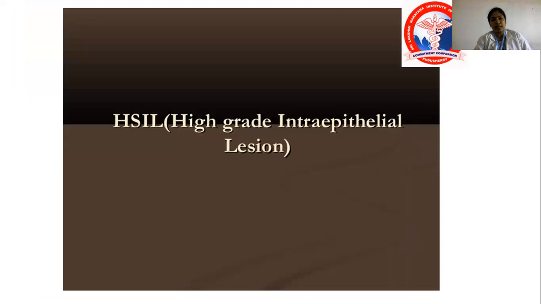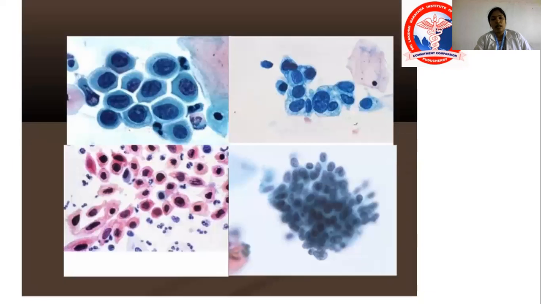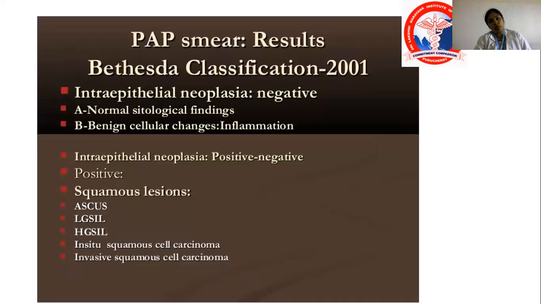Then you can see HSIL, high-grade squamous intraepithelial lesion, where you can see large cells. These are from the basal cells. These are all basal cells with high NC ratio and minimal amount of cytoplasm.